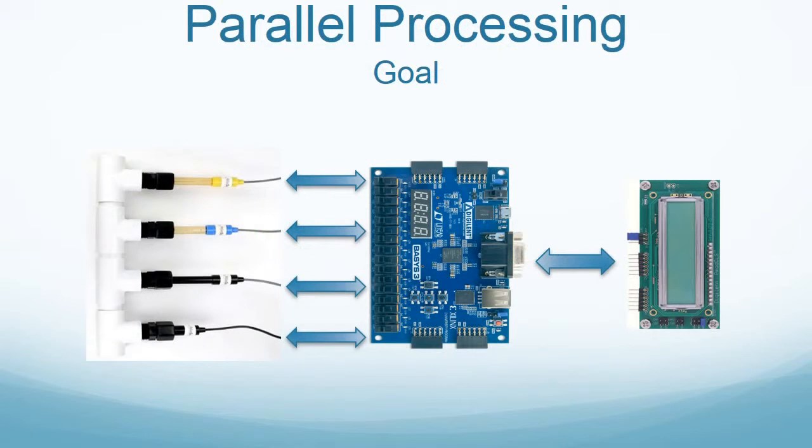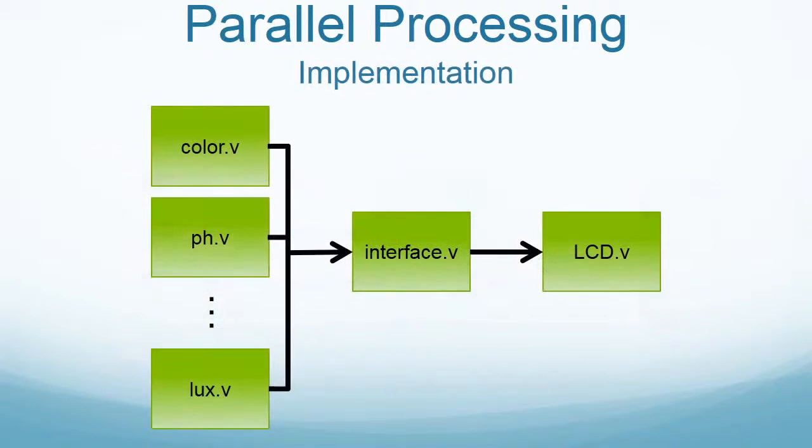For parallel processing, the goal is to read from many different types of sensors and interpret and present those sensors in human readable form on an LCD. In order to do this, each sensor would have an associated Verilog file associated with it. All of these sensors would be tied together into an interface and presented on an LCD. You can have as many different types of sensors as you have space on your FPGA, and obviously as you have sensors. You may also duplicate sensors.